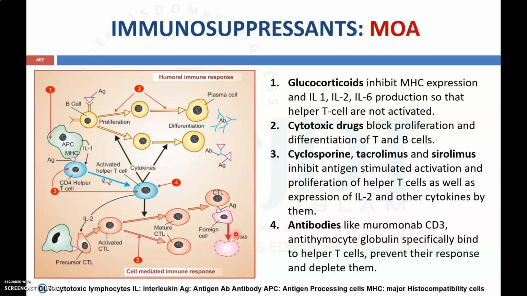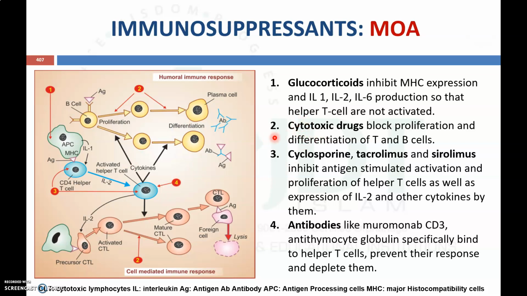Now, by understanding this, we can understand the mechanism of action of immunosuppressants. First, glucocorticoids. Glucocorticoids inhibit the major histocompatibility expression, as well as the production of interleukin-1 and interleukin-2, which activate the cytokines, and cytokines have two major actions. They activate the B lymphocyte as well as the cytotoxic lymphocyte. All this process will be inhibited, so the immune response will be suppressed.